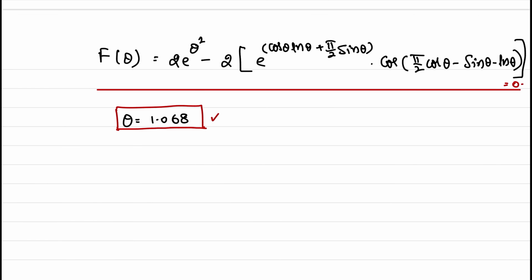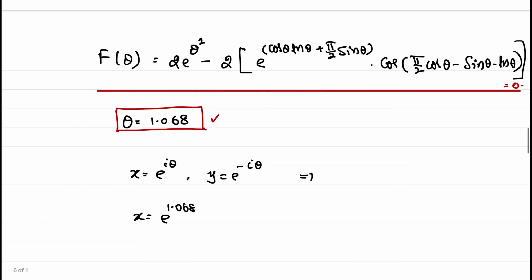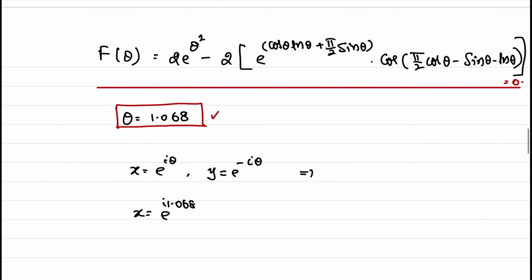When theta is equal to 1.068, then what is the value of x? x is equal to e to the power of i theta and y is equal to e to the power of minus i theta. That implies x is equal to e to the power of 1.068 i, and y is equal to e to the power of minus 1.068 i.